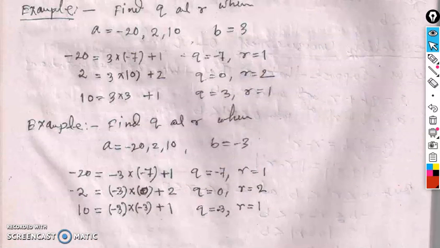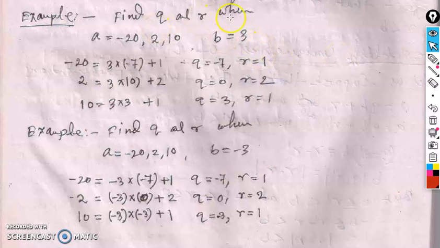You have to find q and r, where a is minus 20, 2 and 10 and b is 3. That means when we divide a by b, that may be minus 20, it may be 2, it may be 10, divided by 3, what should be q and what should be r. Minus 20 is uniquely represented as 3 into minus 7 plus 1.